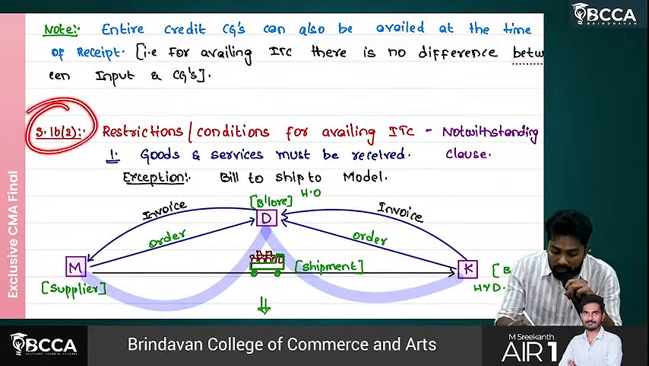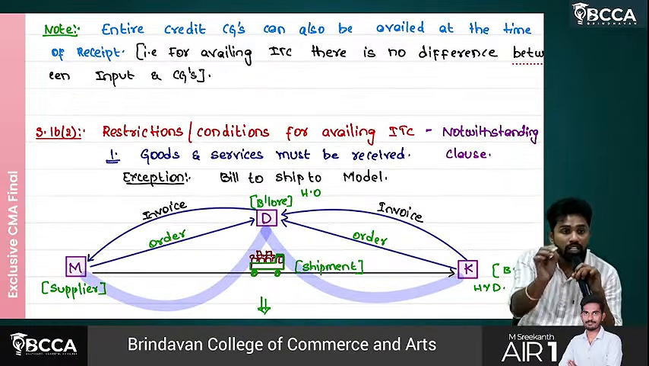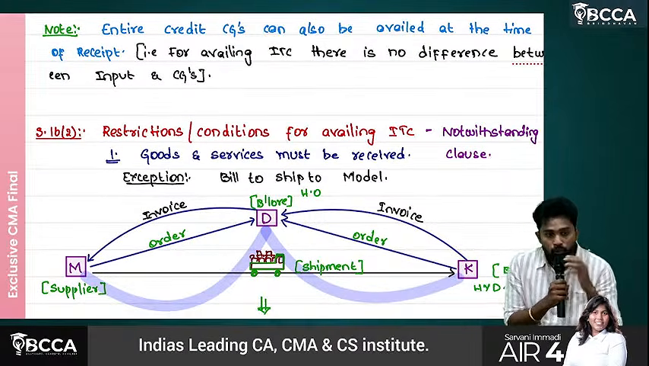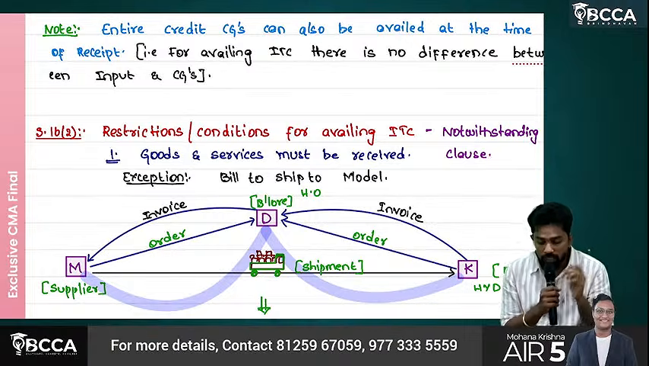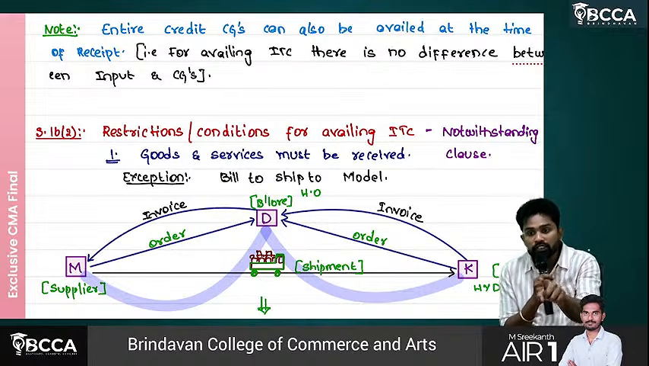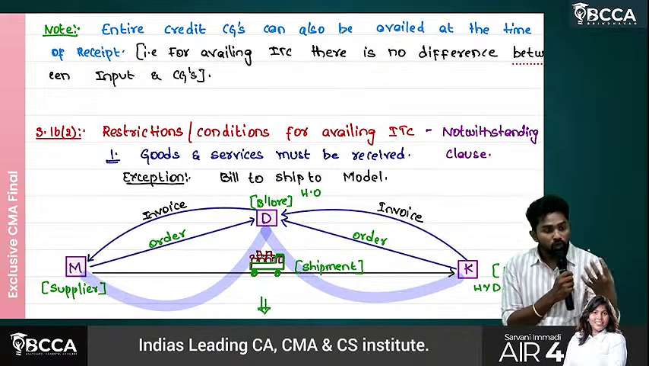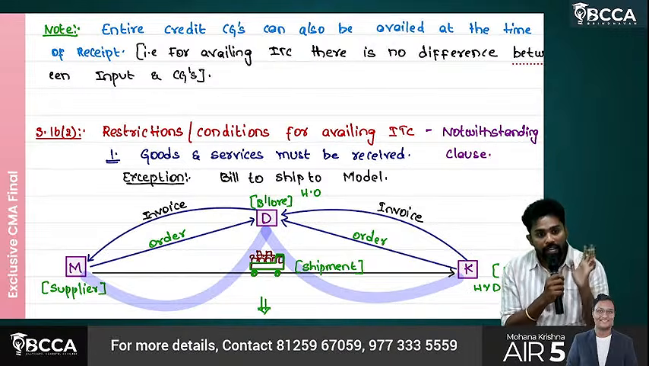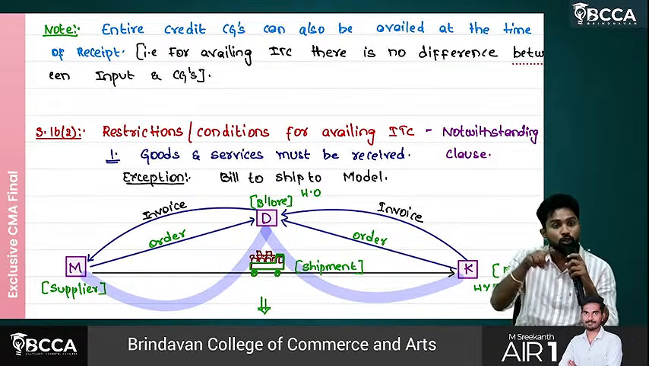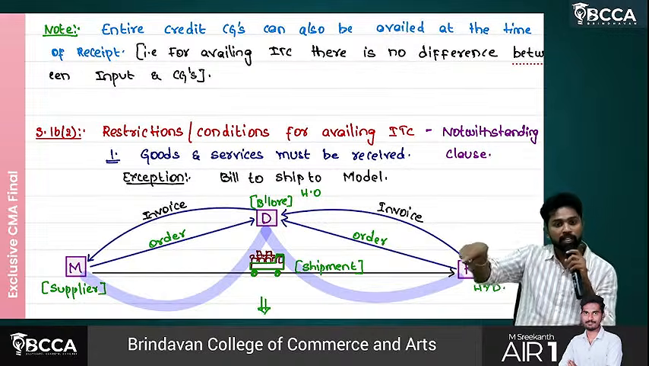Now 16 subsection 2, very important, sir. It talks about 6 conditions. Only when these 6 conditions are satisfied, you can avail ITC. What are those? First one, goods and services must be received. Only when the goods and services are received, you can avail ITC. But the exception is the bill to ship to model. Yesterday I explained the bill to ship to model, sir.